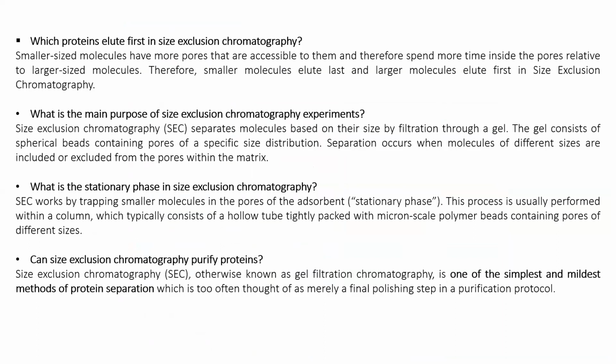Now, these are some questions. Which proteins elute first in size exclusion chromatography? Of course, we just saw that the larger ones sit in the voids. They may actually be the first ones to come out. So the larger ones will be eluted first in size exclusion chromatography. And the smaller ones, which have more accessibility to the different beads, because even if the pore size is larger, the smaller ones can easily enter those beads. So they will take a relatively longer time to come out.